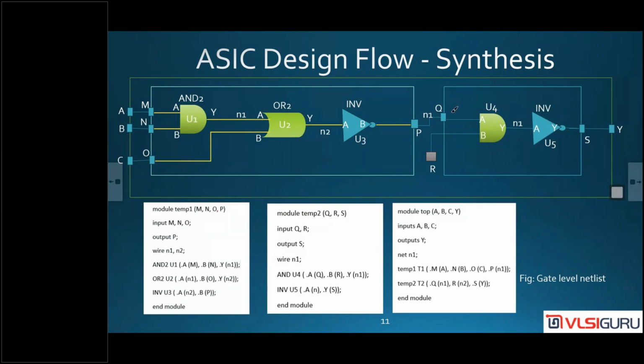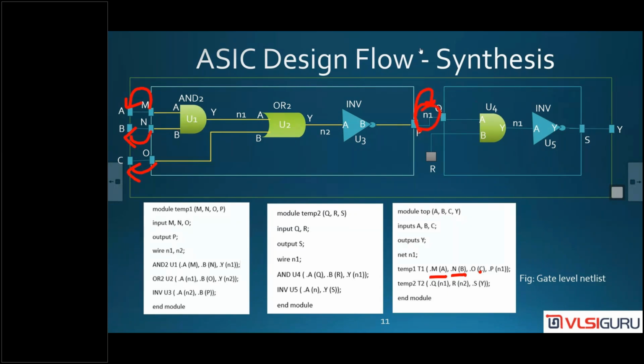M is connecting where? A. That is what's shown here. N is connecting where? B. You can see N is connecting to B. And O is connecting to C. And P is connecting to what? Net N1.